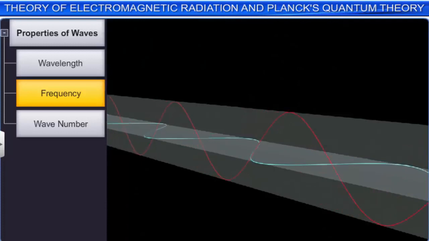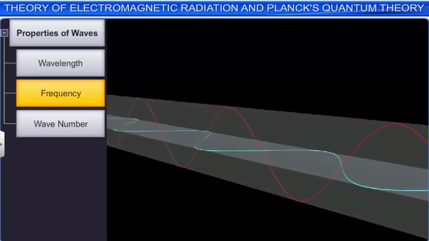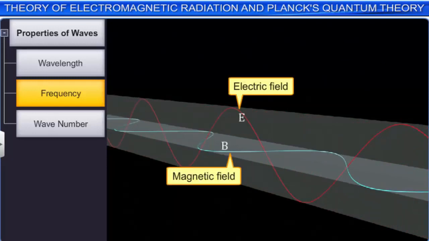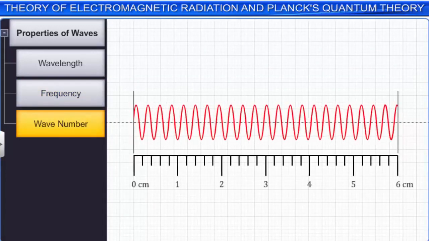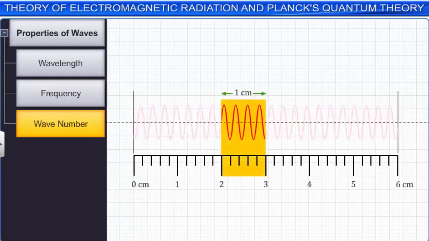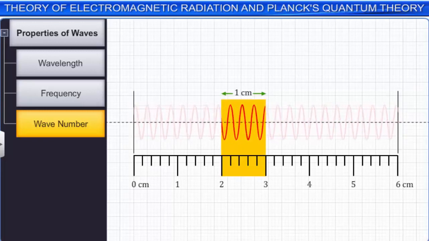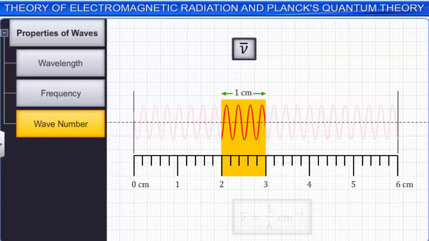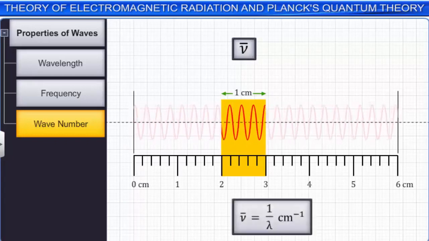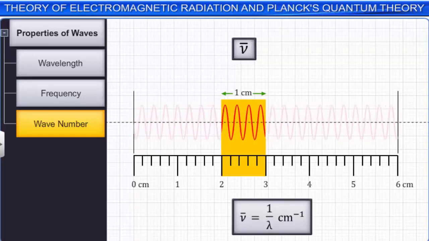The electromagnetic waves travel through empty space with the velocity of light. The last characteristic of a wave is the wave number, which is defined as the number of wavelengths per unit length. It is denoted by the symbol nu bar and given by the equation nu bar equals 1 by lambda per centimeter.